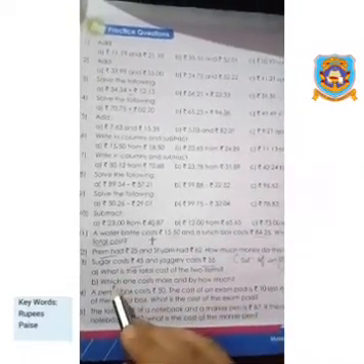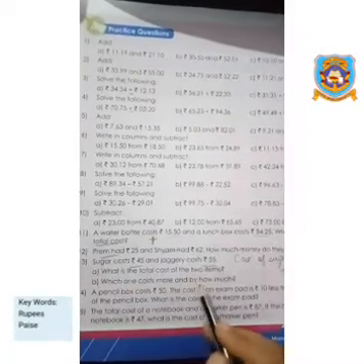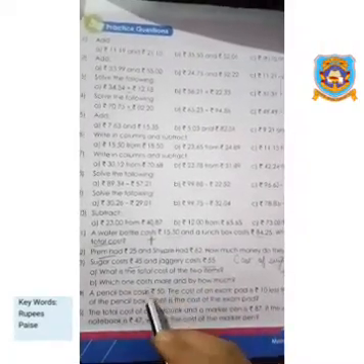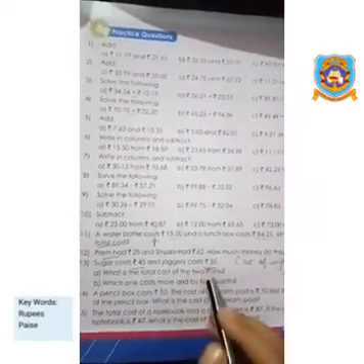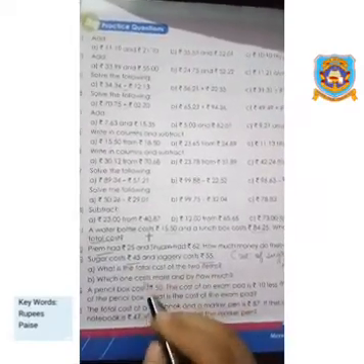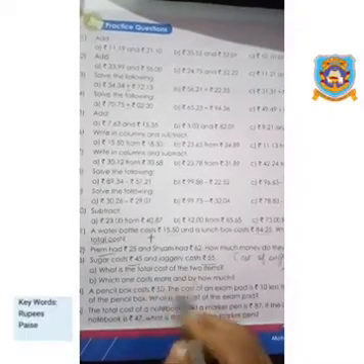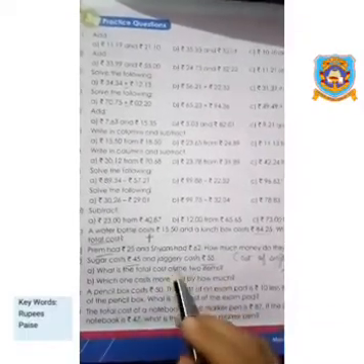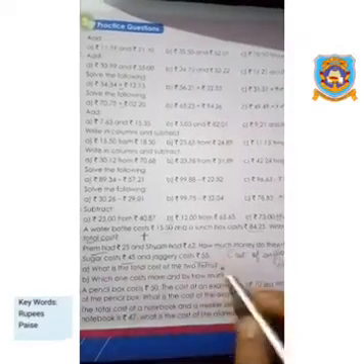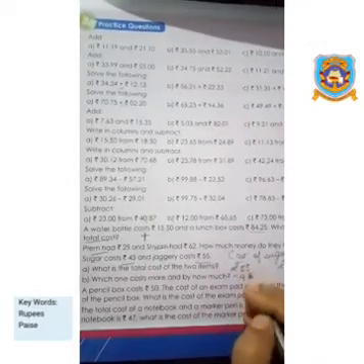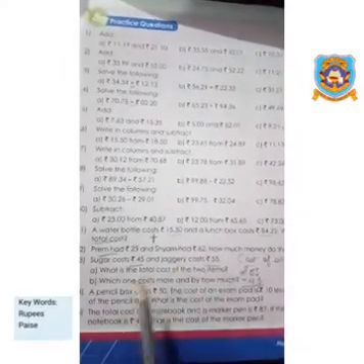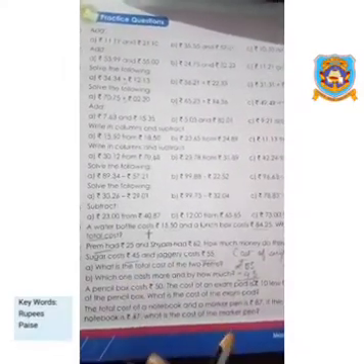Now part B is given, which one costs more and by how much? So there are two answers here. Which is more costly, sugar or jaggery? So we know 55 is bigger than 45, so jaggery costs more than sugar. And by how much? That means jaggery is costlier than sugar by how much? So you have to subtract. 55 minus 45, you will get 10. So jaggery is costlier than sugar by rupees 10.